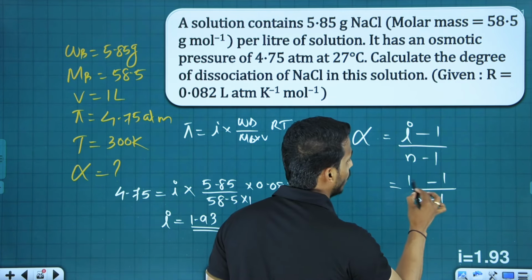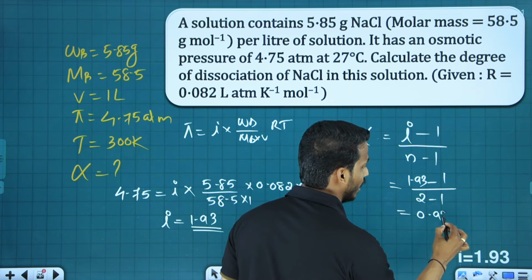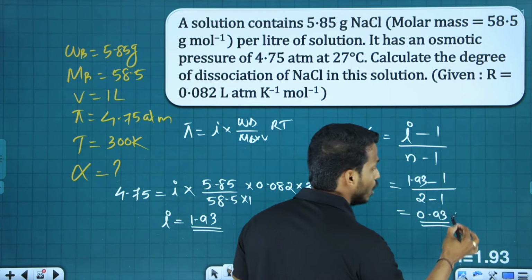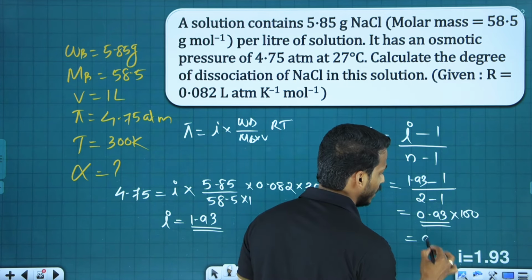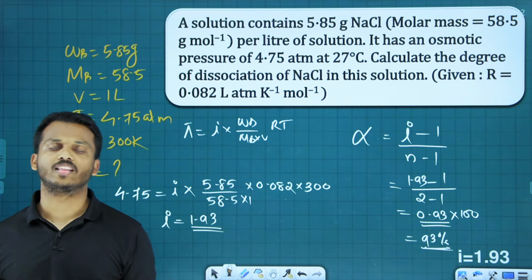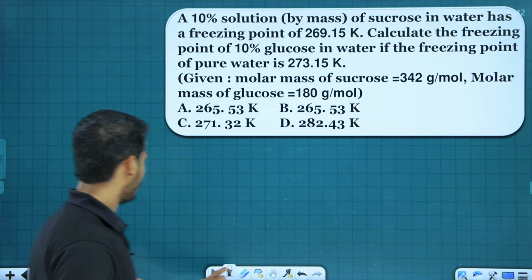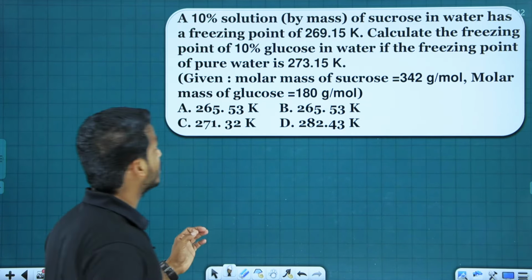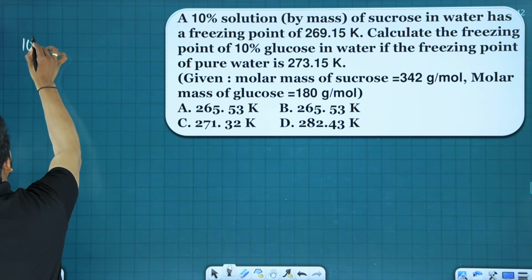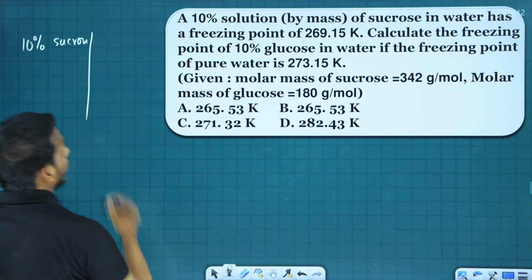So I value is 1.93. So alpha will be equal to 0.93 divided by 1. And you know alpha is mostly expressed in percentage, so we multiply by 100. That is equal to 93% dissociated. Like that we can calculate the degree of dissociation. Another question. A 10% solution of sucrose is there.